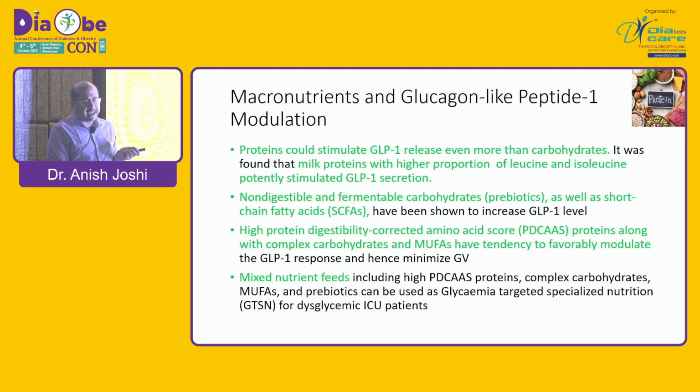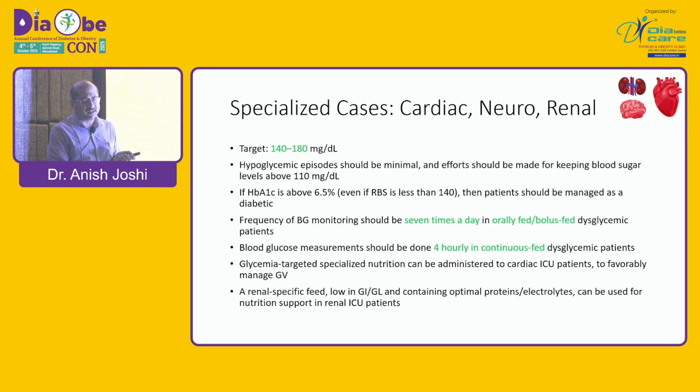When we talk about macronutrients and glucagon-like peptide modulation, proteins are known to cause GLP-1 release, particularly milk proteins with higher proportions of leucine and isoleucine, which stimulate GLP-1 secretion. Non-digestible and fermentable carbohydrates, prebiotics as well as short-chain fatty acids have been shown to increase GLP-1 levels. High protein digestibility corrected amino acid score proteins along with complex carbohydrates and MUFA have a tendency to favorably modulate the GLP-1 response. So ultimately, carbohydrates are not the only solution to bring your glucose level down; focus on other things also.